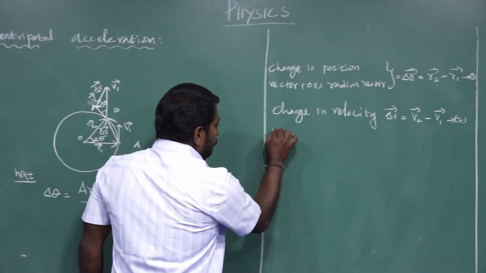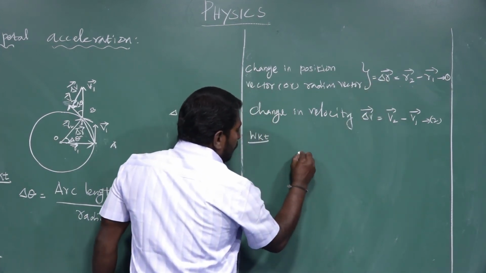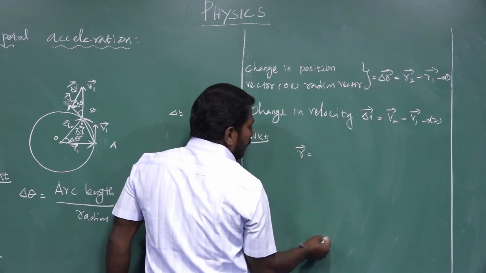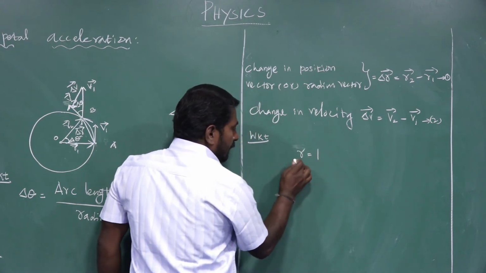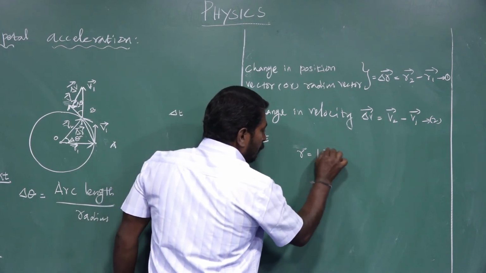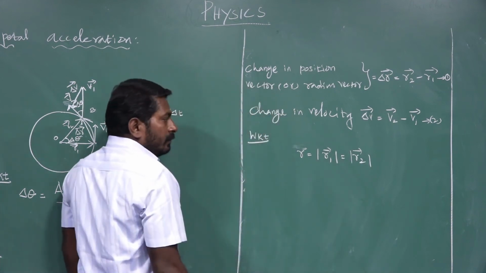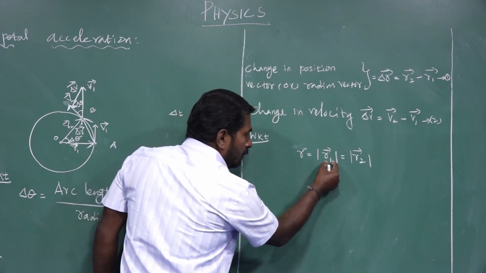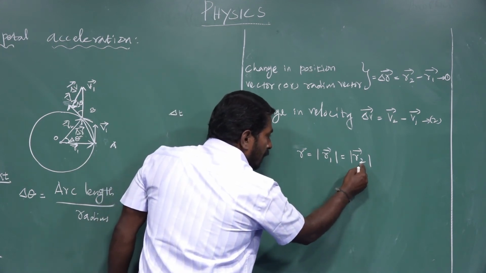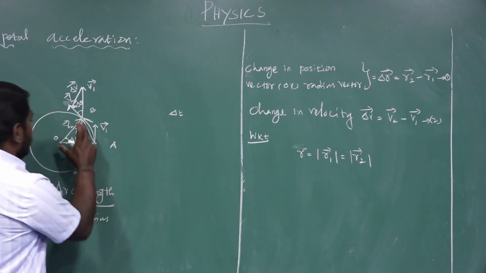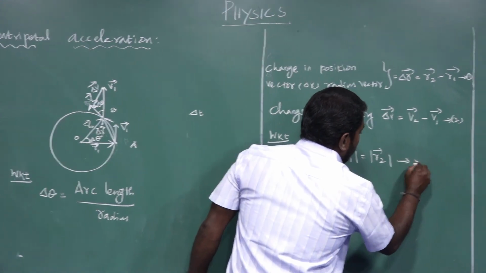We know that the magnitude of the radius vector r, which is equal to the magnitude of r1 vector, which is equal to the magnitude of r2 vector. So the magnitude of position vector r1 vector is equal to the radius of the circular path. The magnitude of position vector r2 vector is also equal to the radius of the circular path. Equation number 3.